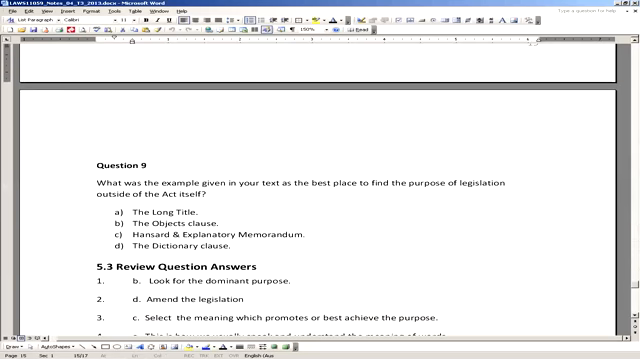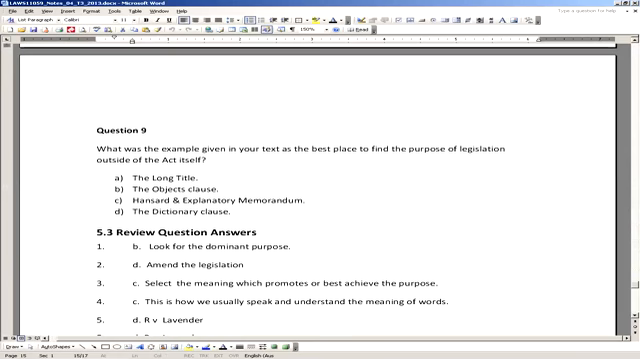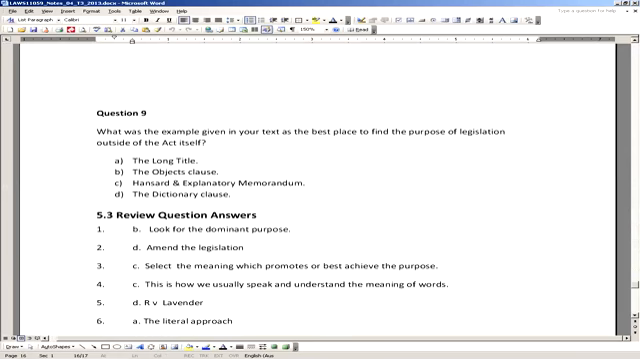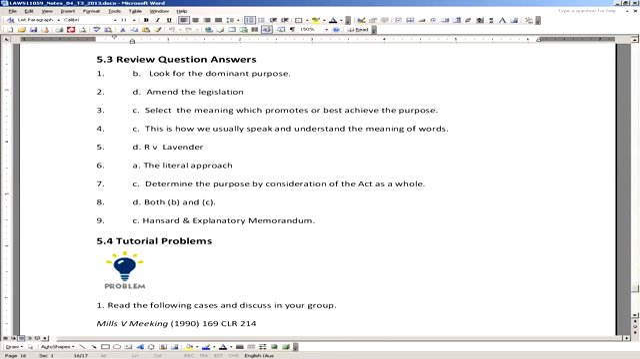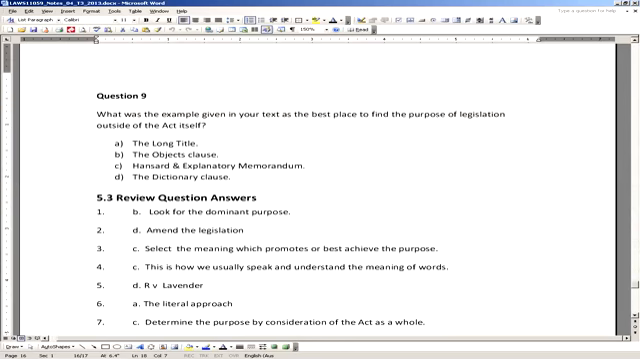Question 9, what was the example given in your text as the best place to find the purpose of legislation outside of the Act itself? To find the purpose of the legislation. It would be this one, wouldn't it? Yes. Yeah. Okay. All right.